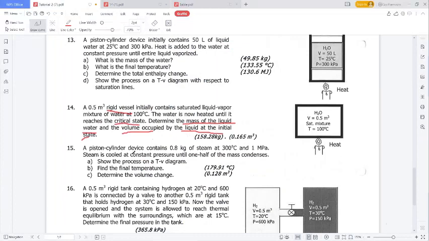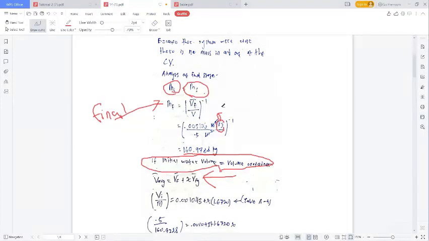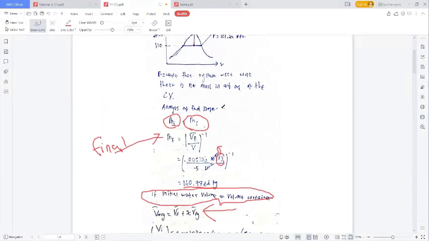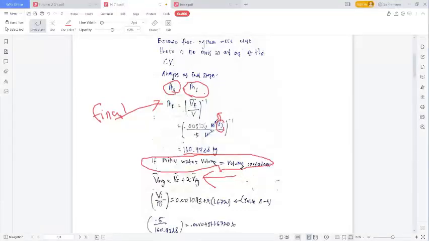The question is asking what is the volume occupied by the liquid at the initial state. We know that at the initial state, the water is in a saturated liquid-vapor condition. This means some of the water is liquid and some of it is vapor. This question is asking what is the volume in the form of liquid. To answer this question, obviously we need to make an analysis at the initial condition, since the initial condition is saturated.